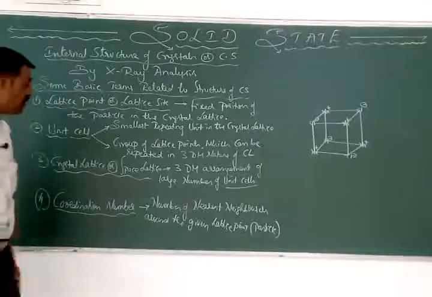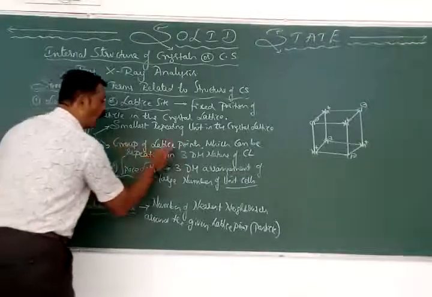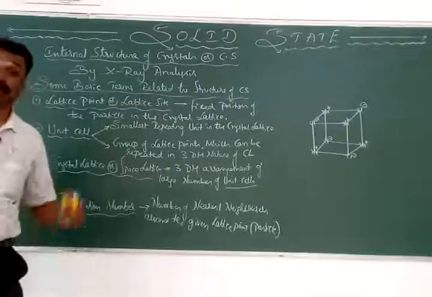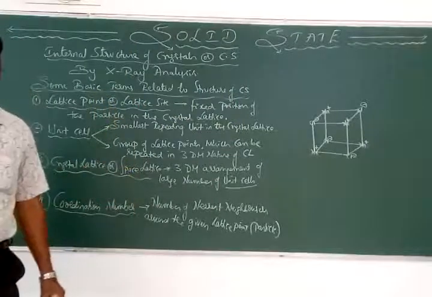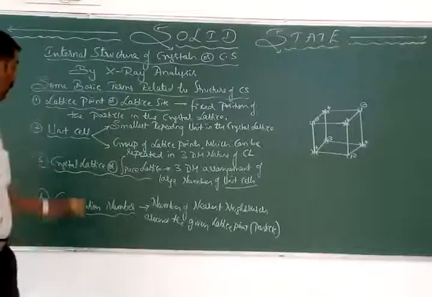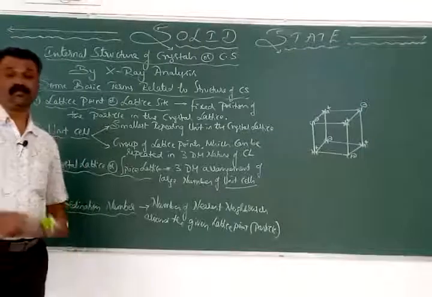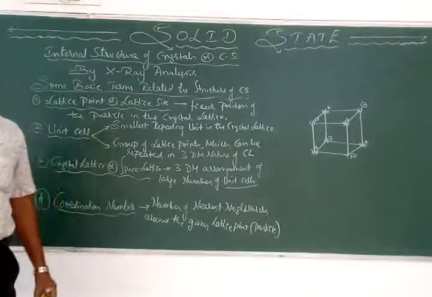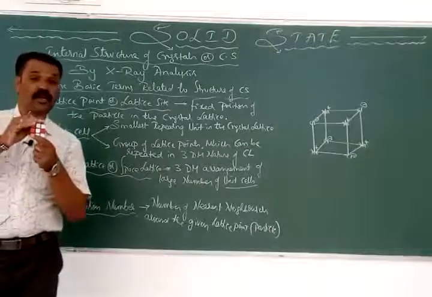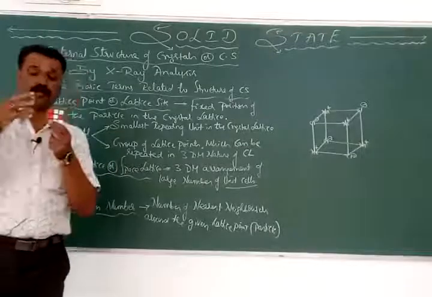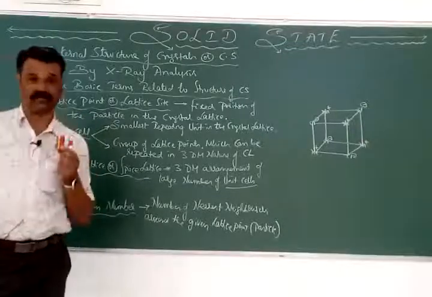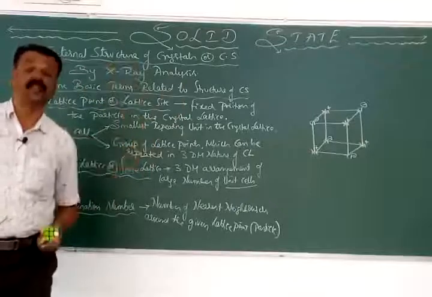And that is considered to be the what cell? Unit cell. Means it is the group of lattice points which can be repeated in all three dimensions in the given crystal lattice. That refers to the what? The unit cell. Next we'll have the crystal lattice. If this is one cube, I can put another cube here, another cube here, another cube here, and so on. Means it is a three-dimensional arrangement.